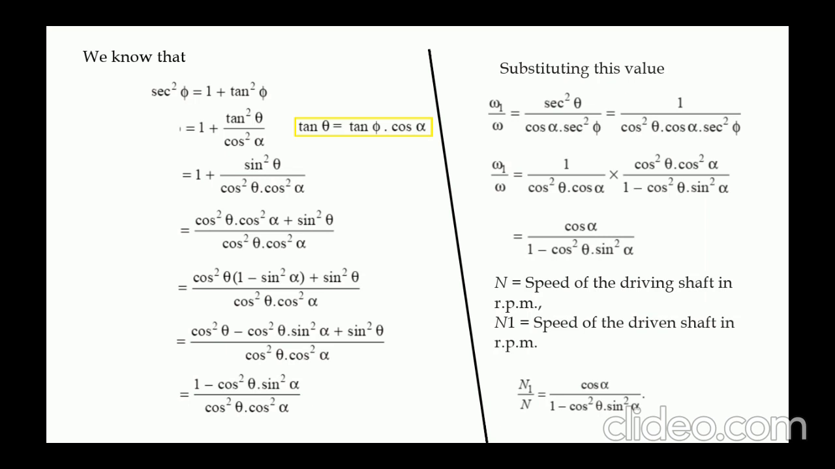Now this is the equation of the ratio of speed of driven shaft to driving shaft. So N1 represents the speed of driven shaft, whereas N represents the speed of driving shaft. So this is the final equation for the ratio of angular speed for hook joint. Now the maximum and minimum speed of driven shaft. How to get maximum and minimum speed at driven shaft? Now we know the velocity ratio is, that is omega 1 upon omega is cos alpha upon 1 minus cos square theta into sin square alpha.